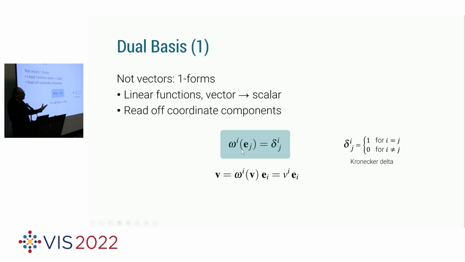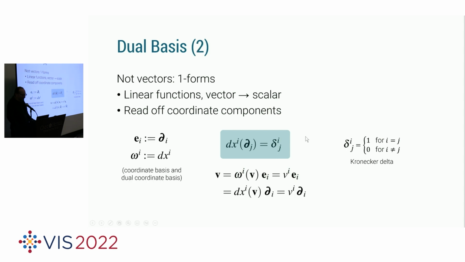So in the end, you always have vectors and these one forms, and the vectors have purposes for the one thing, and the one forms have purposes for the other thing. The important thing is that these one forms are functions that have a scalar output, and they basically read off information of vectors, for example. So in the end, if it's a coordinate basis, you often write it like this.